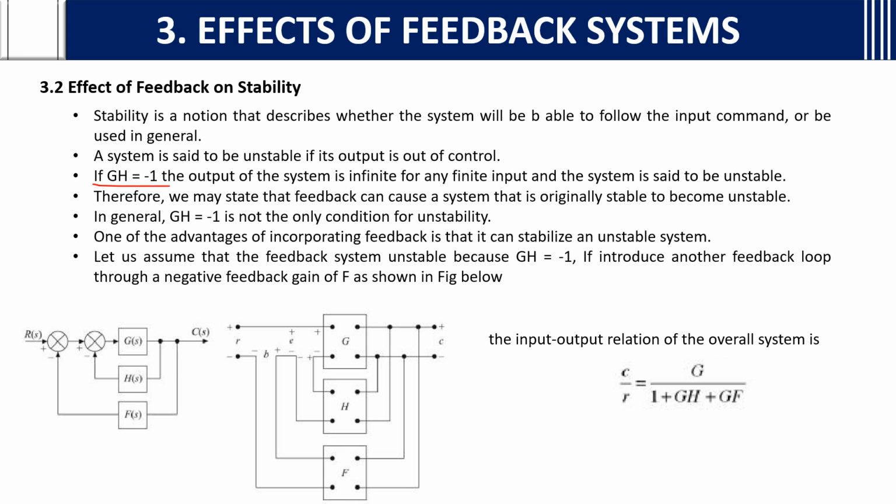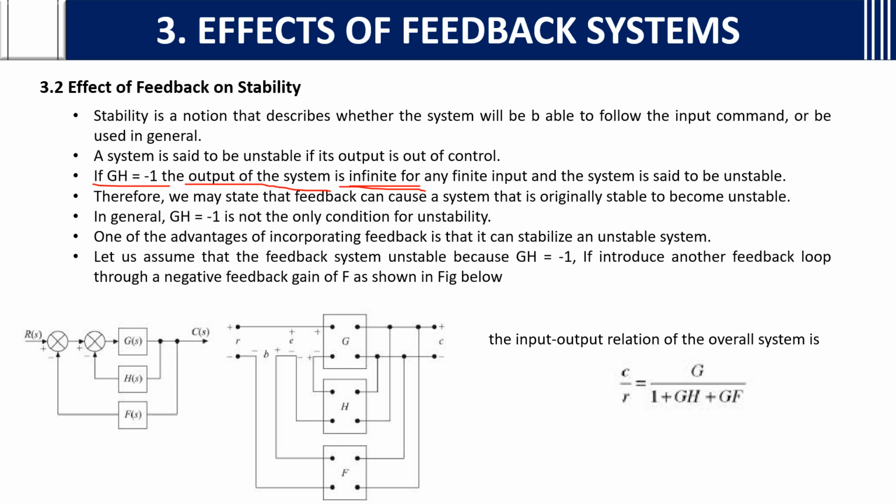If GH is equal to minus 1, the output of the system is infinite for any finite input, and the system is said to be unstable. Therefore, we may state that feedback can cause a system that is originally stable to become unstable. The feedback can make a stable system unstable or an unstable system stable.